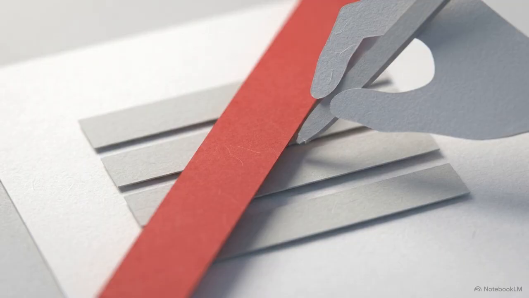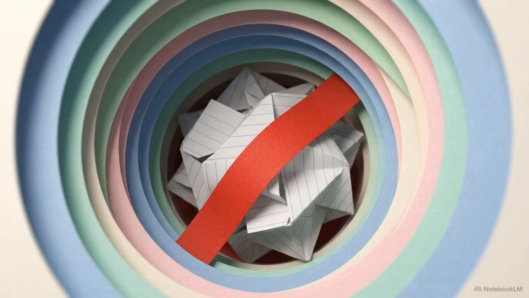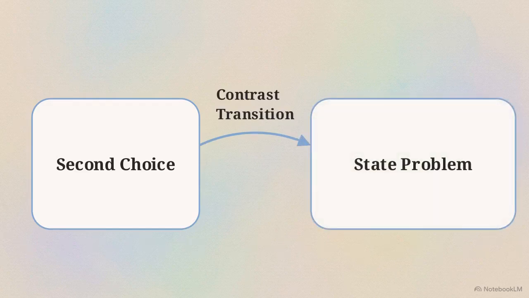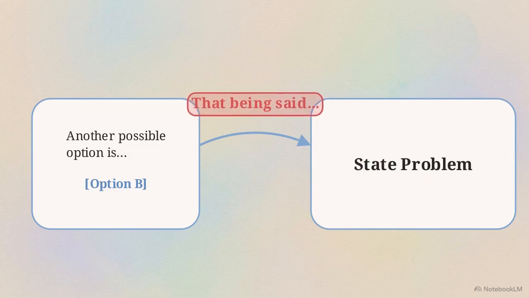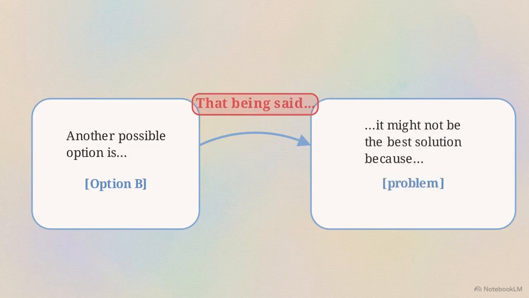Step 3 follows a similar logic. You need to eliminate the second option without spending too much time praising an item you intend to discard. The formula for the second rejection uses a different transition. Another possible option is option B. That being said, it might not be the best solution because problem.